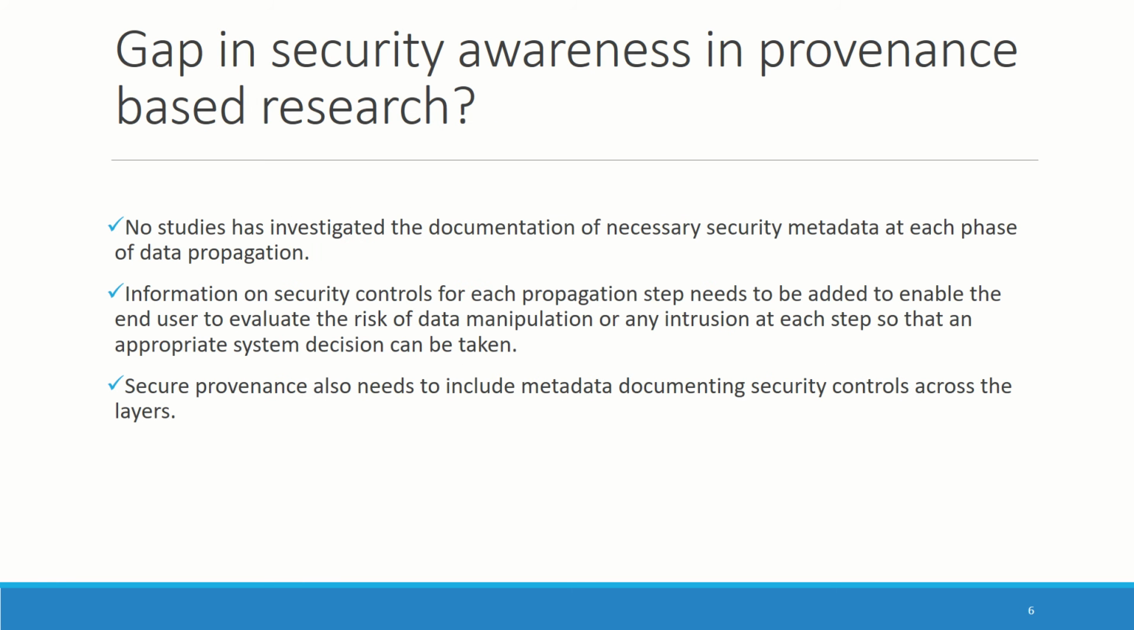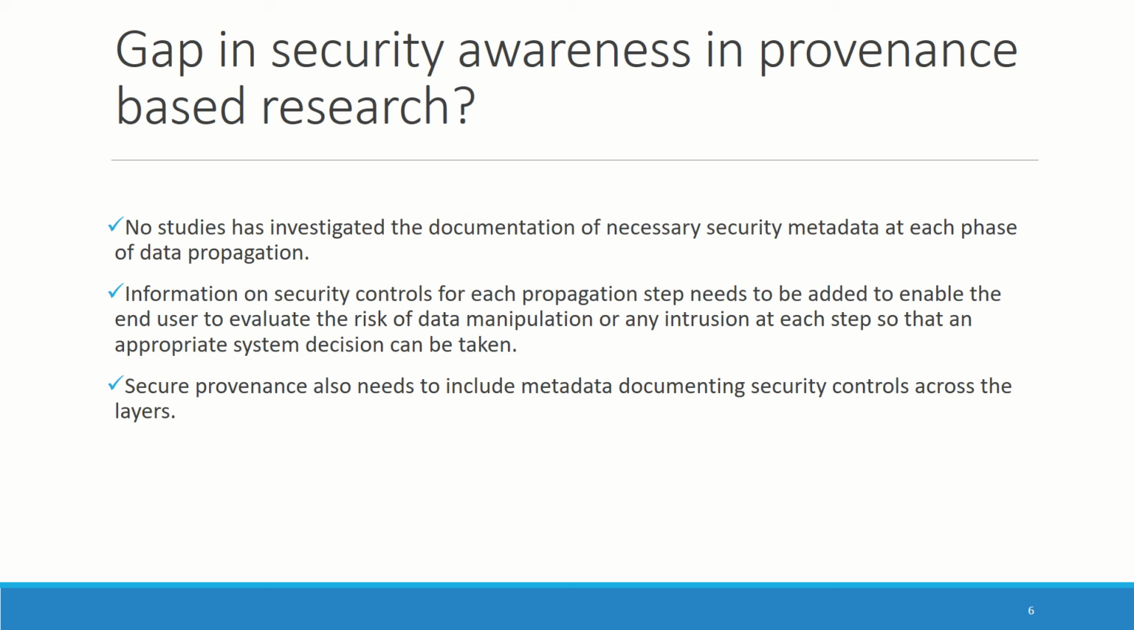Okay, so what is the gap in security awareness in provenance-based research? There is research that works on securing the whole provenance graph, but working with security awareness in provenance-based research is actually not very common. Current research has investigated the protection of integrity and authenticity of data history in provenance graphs, and there are different examples of that.